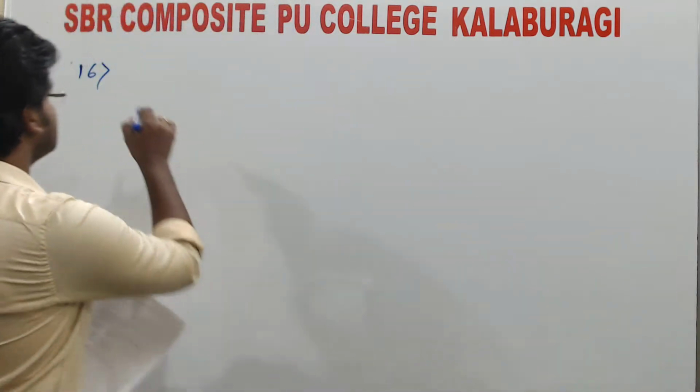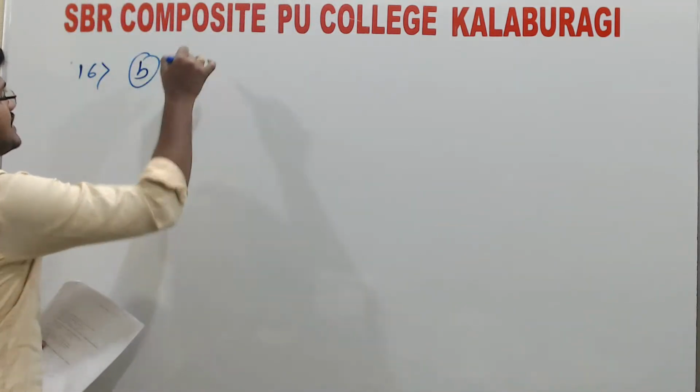But it can be catalytically hydrogenated, they said, in the other option. So that is not possible. That is not true for ethane. So for 16, option B is the correct answer. Clear? So let us go for 17.